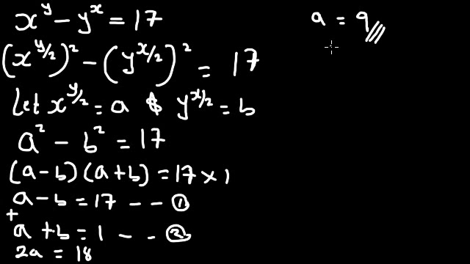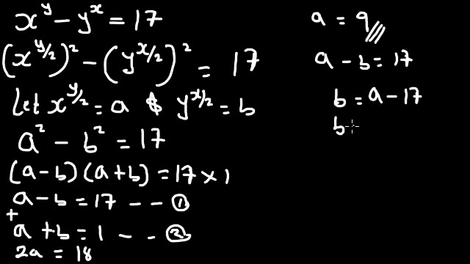Now that we have the value of a, let's plug it into equation 1 to get the value of b. You can do the same thing for equation 2 by substituting the value of a to get b. You should end up with the same result. So in equation 1, we have a minus b equal to 17. This clearly means that b would be equal to a minus 17. That's a minus 17. Now, a is 9, so b is equal to 9 minus 17, and we have b equal to minus 8.